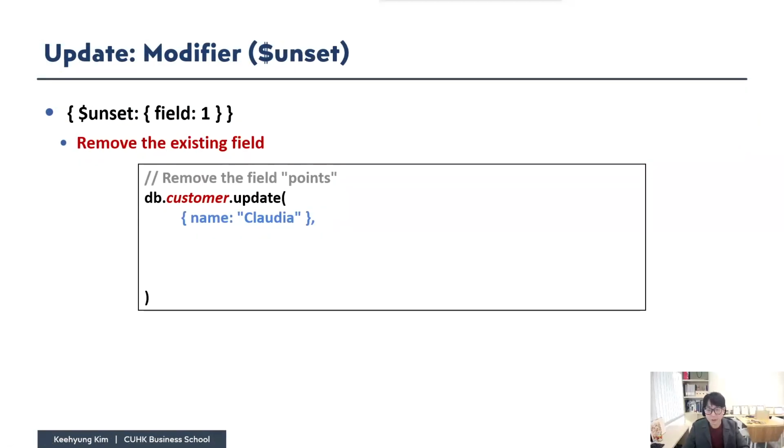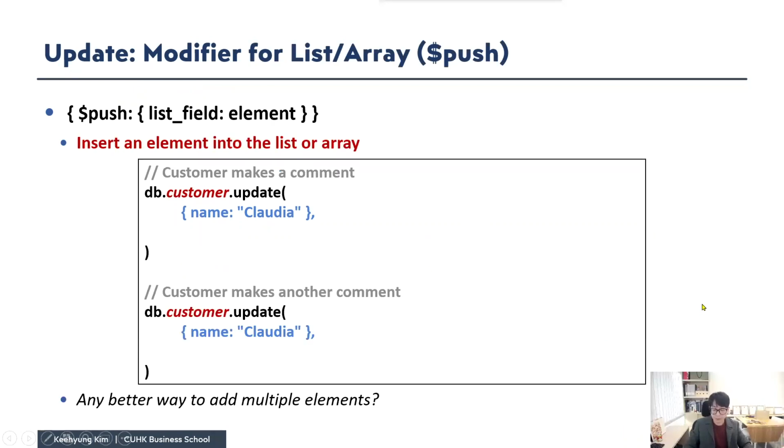There's also the unset operator, so you can try this by yourself later. Basically, it's removing the existing field. So you can specify the unset operator, the field name which you want to remove from the document, and specify 1 to remove it. So if I want to remove the points field, which we just created earlier, then we can use the unset operator, and the points field should be removed, like this.